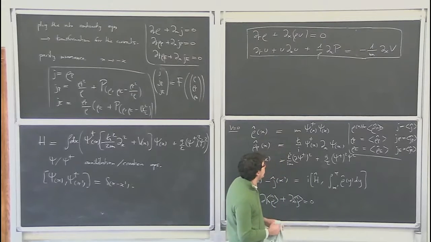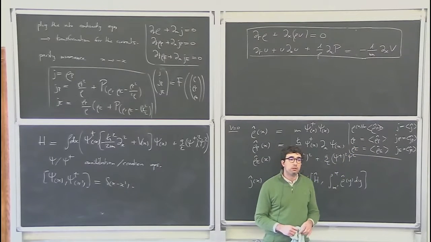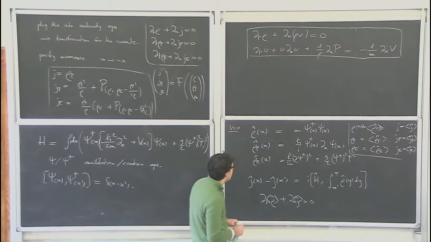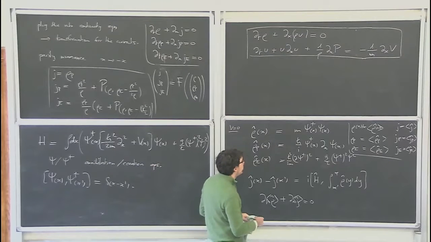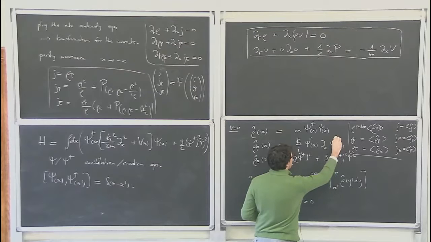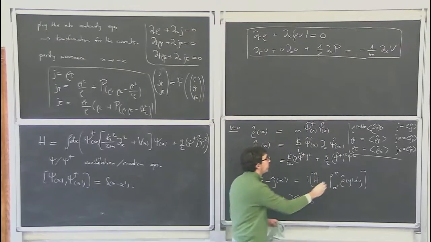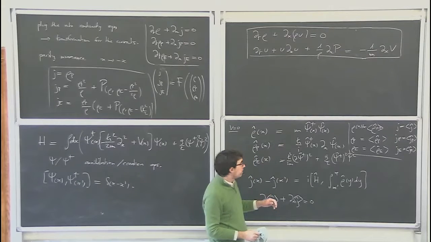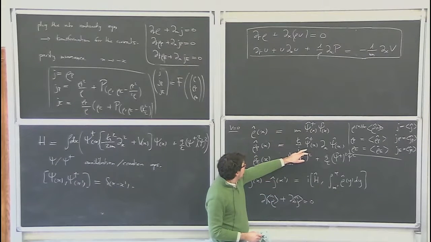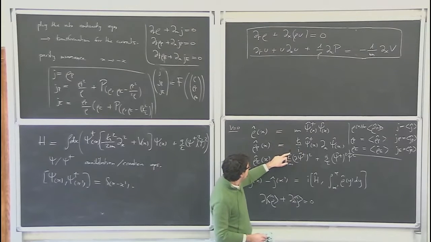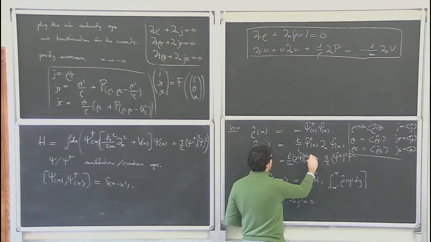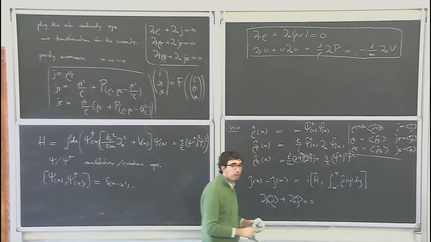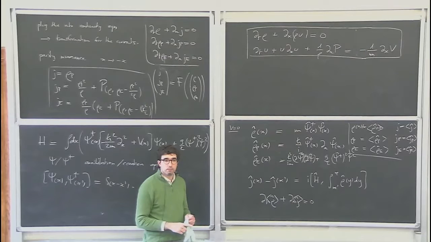Non-Hermitian? No, they're observables. Sorry? No, they are Hermitian. Why? I mean, they're observables, right? So they have to be. Why are you confused? Ah, sorry. Yes, of course. Yes. Thank you.